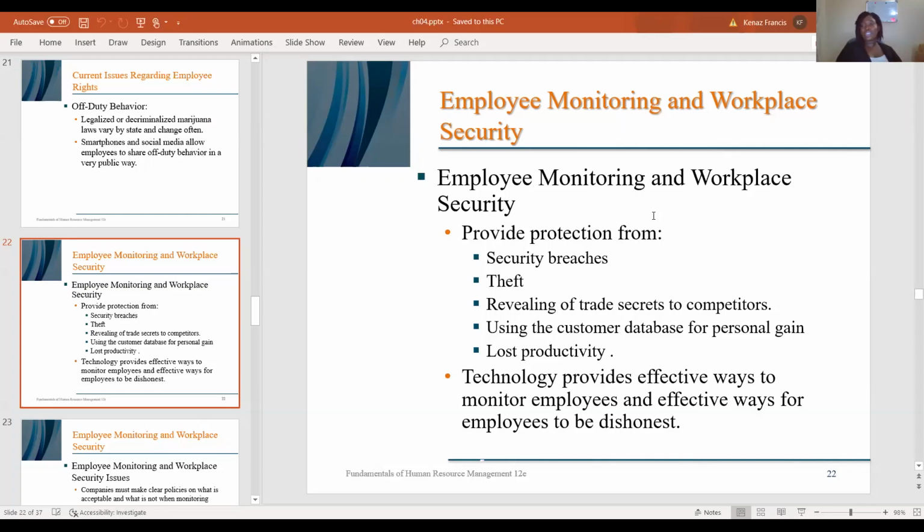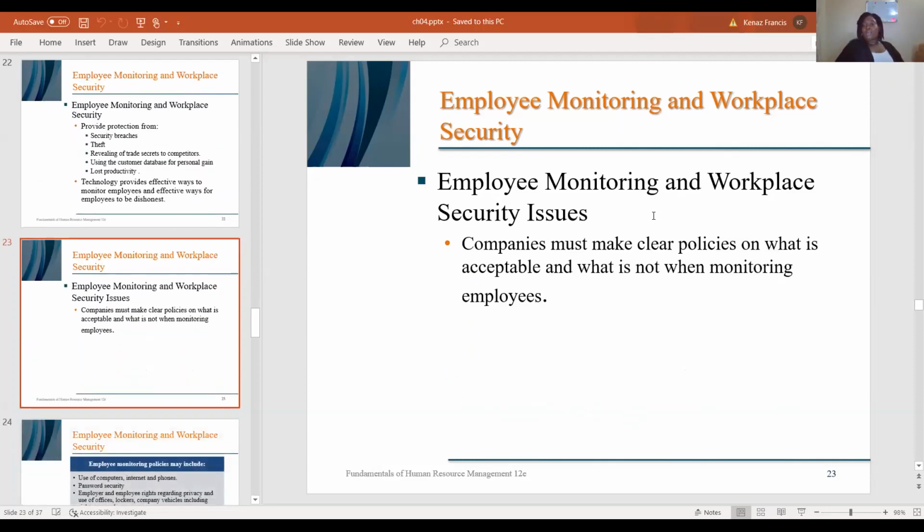But more importantly, you need to build that culture of trust and train your employees so that they know what is expected, what is accepted, what will not be tolerated by the company, so that you do not have to invest so heavily in monitoring. Employee monitoring workplace issues. Companies must make clear policies on what is acceptable and what is not when monitoring the employees. And you want to ensure that your place of work is conducive for productivity, creativity, innovation, and not make it so uncomfortable that the company suffers.